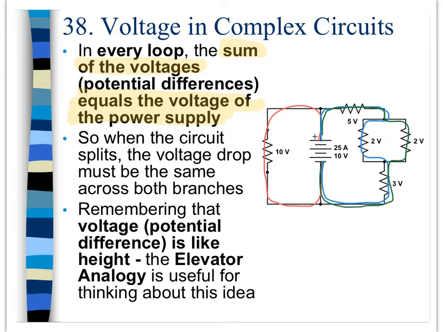Okay. The other thing that's really important to note is that when the circuit splits and then comes back together, like it does here, it splits at this point and then comes back together here, the voltages across each pathway must be the same, and we see that they are. Both of them have 2 volts of voltage across them.